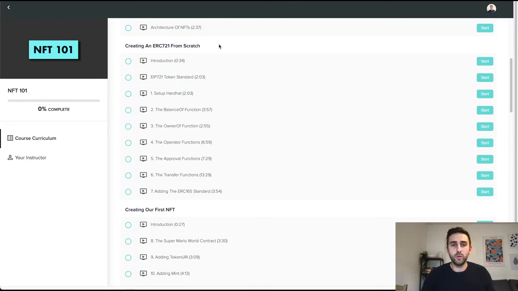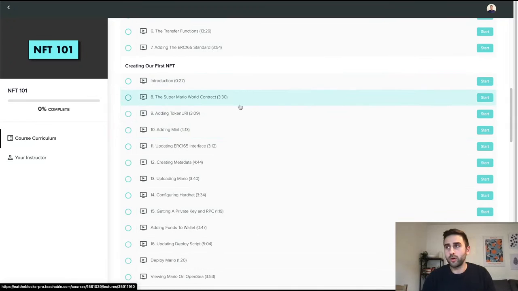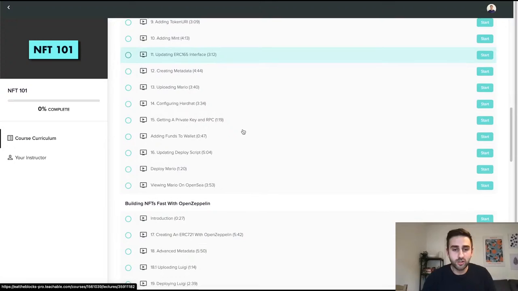So after you create your ERC-721 from scratch, we're going to build our first NFT. It's going to be a Super Mario World collection. I might see if I can pull some images up for you in a minute. But we're going to build this Super Mario World collection. There's going to be Mario and Luigi and Donkey Kong and Yoshi.